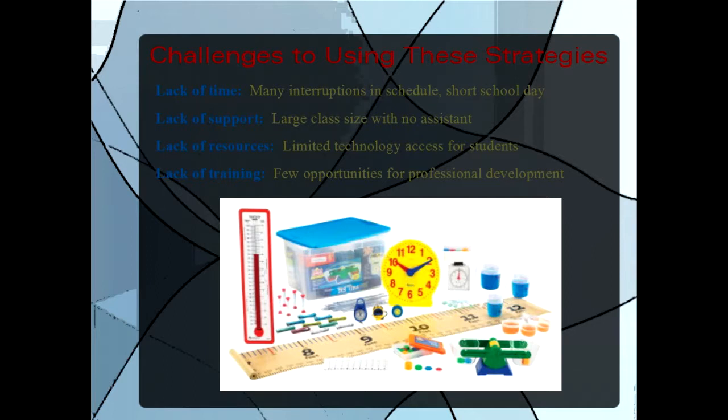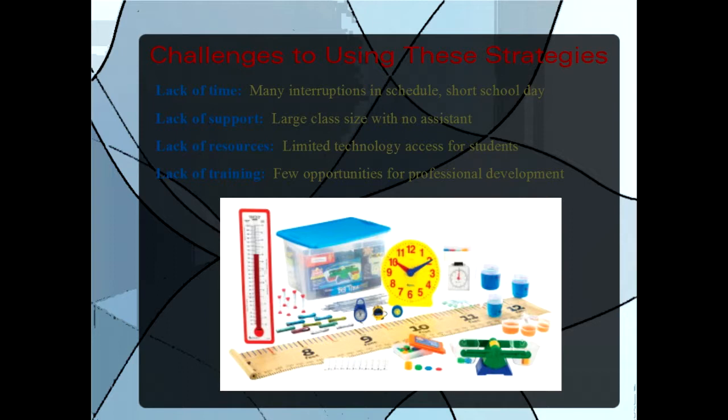I teach kindergarten, and even though it's an extended day, it's still a shorter school day than some of the other grades. And there are many interruptions in our schedule with special events and different activities that occur a few times during the year or assemblies, and sometimes our time gets cut short in the subjects that I'm teaching, and sometimes the kids may miss a science lesson that day or something like that.